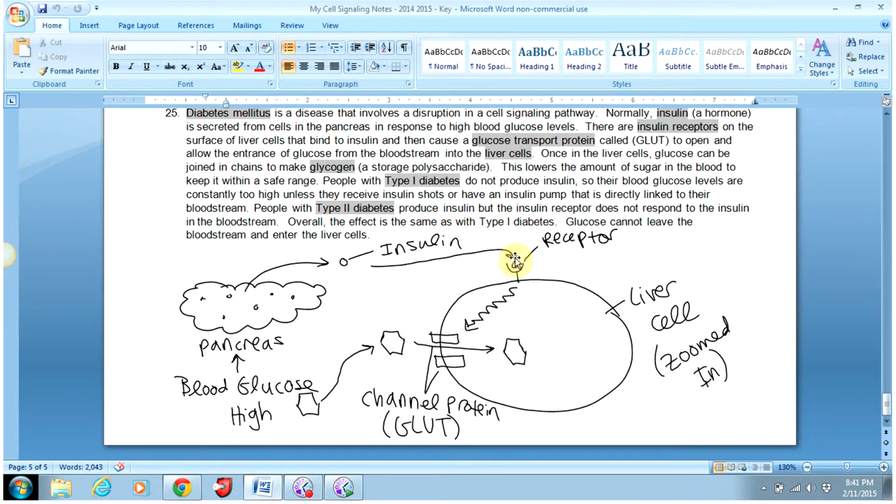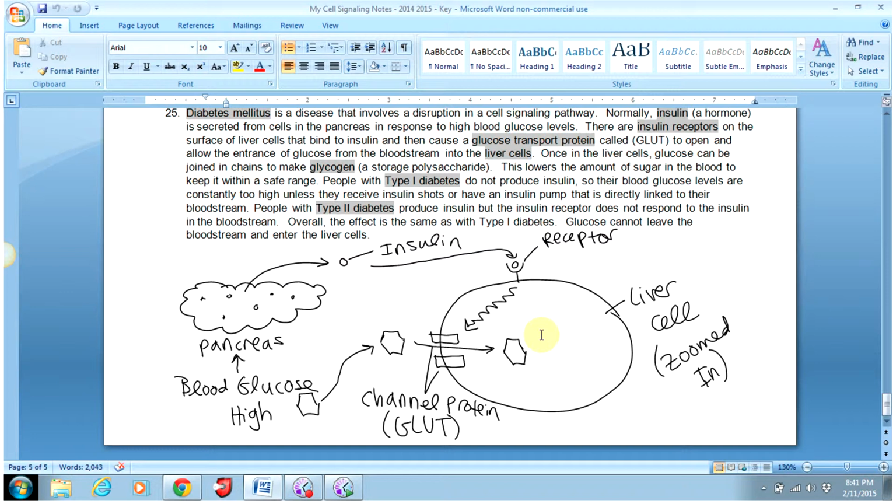Insulin would normally bind to a receptor on the liver cell, and the liver cell would respond by opening this channel protein called GLUT. GLUT is going to allow glucose from the bloodstream to enter the liver cell and be stored there. So the response is ultimately lowering the blood glucose because all that glucose is getting stored in the liver cell. And that's going to prevent major fluctuations in blood glucose.